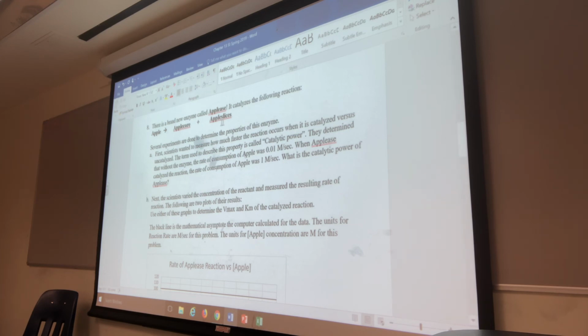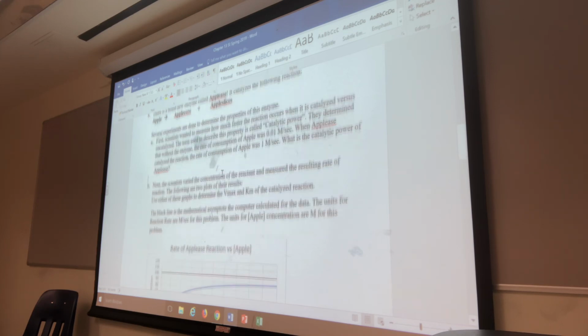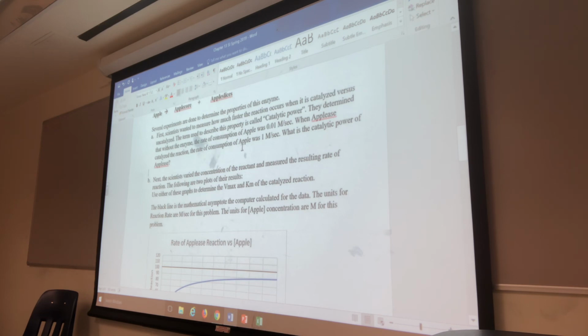So maybe that analogy doesn't work exactly here. All an enzyme does is speed up a reaction. Without the enzyme, this reaction does technically happen, it's just a lot slower. All right, several experiments are done to determine the properties of this new enzyme. First, scientists wanted to measure how much faster the reaction occurs when it is catalyzed versus when it is uncatalyzed. The term used to describe this property is called catalytic power. It's earlier in your notes.